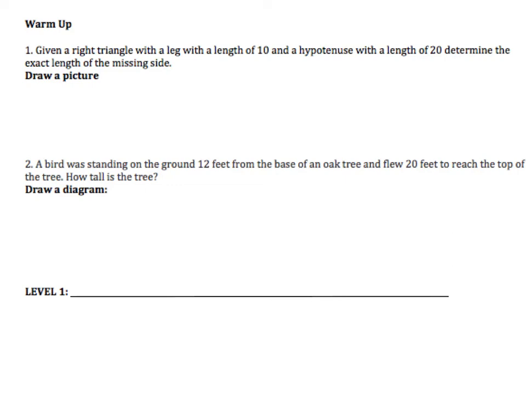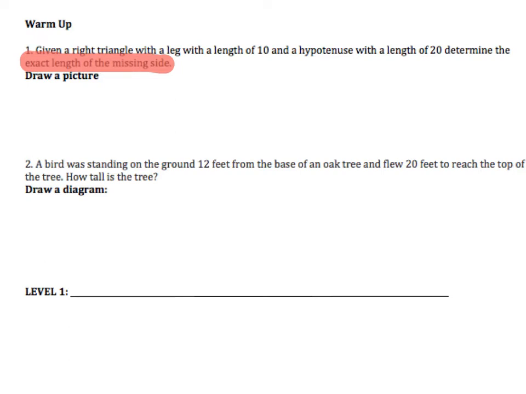Okay, level ones is really about right triangles and drawing pictures and then figuring out missing side lengths. So number one says, given a right triangle with a leg with a length of 10 and the hypotenuse with a length of 20, determine the exact length of the missing side. This word exact just tells me that I'm going to maybe have a root that's not a nice root, or I'll get a decimal that I want to leave as a fraction.